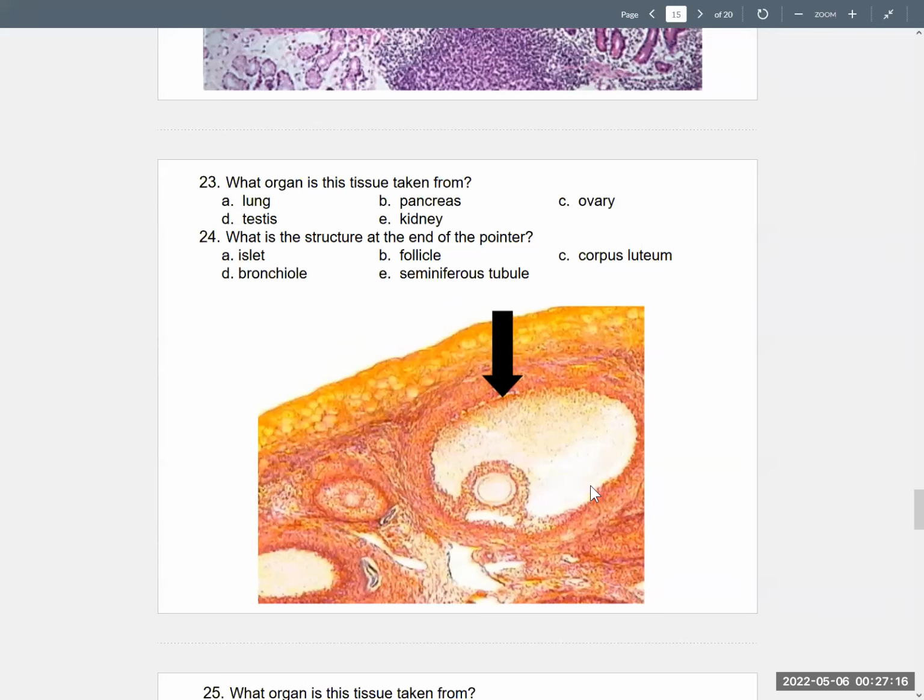Look at your answers. Is it the corpus luteum? No. But of course, that's a good choice because it's part of the ovary. Yeah, that's what I thought of when I first saw it. This is a follicle. This is the enlarged Graafian follicle, the one that will erupt. It's still got the egg in it, the ovum. Corpus luteum never has the ovum.